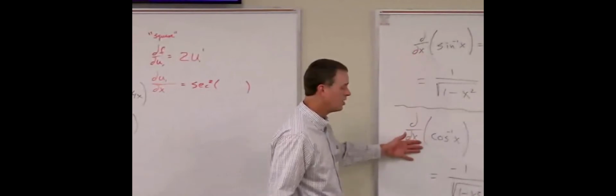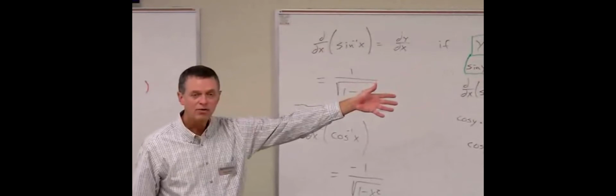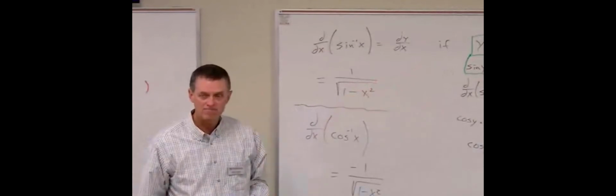First question I want to ask: any guesses what the derivative of inverse cotangent would be? It's not in the book, so I'm just asking you. We've got inverse sine and inverse cosine. We just did inverse tangent. What do you think the derivative of inverse cotangent is?